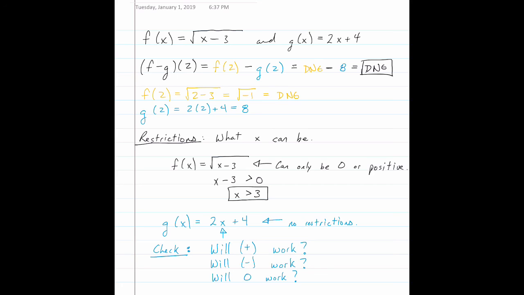So I always check positives, negatives, and 0. What's important in this example is this idea of restrictions, and that the restriction of f of x and g of x applies to what we're looking for. So because f of x only works for x values greater than or equal to 3, we can only get answers if our x value is greater than or equal to 3 for anything combining f and g.